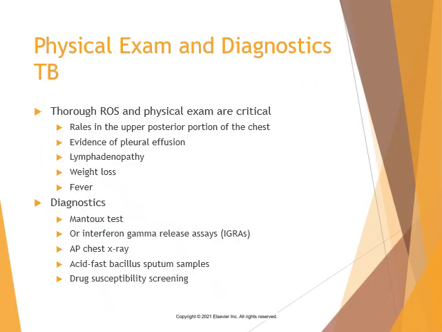Physical exam, good review of symptoms. Physical exams are critical. You will commonly hear rales in the upper posterior portion of the chest. You'll see pleural effusions, lymphadenopathy, weight loss, and fever. So diagnostics, we can do a Mantoux test or interferon gamma release assays. You do an AP chest x-ray. You can do acid-fast bacillus sputum samples, and you obviously want to screen for susceptibility.